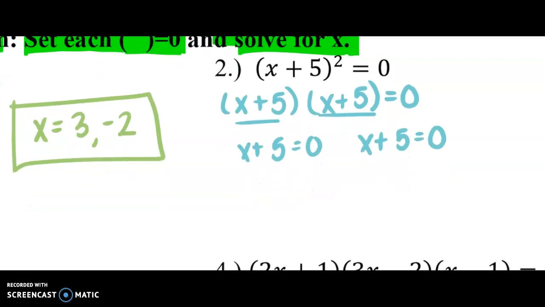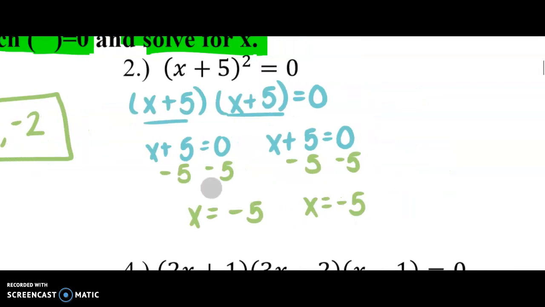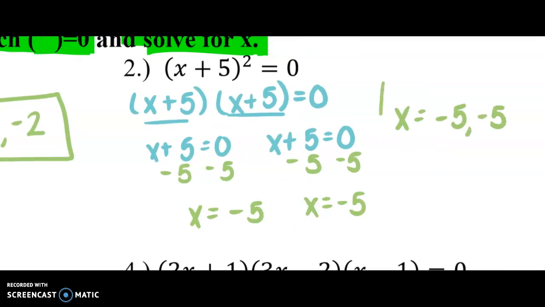And then solve for x. Subtract 5 from both sides. X is equal to negative 5 and x is equal to negative 5. So our solutions would be negative 5 and negative 5. So in this case, negative 5 is the only number that would get us a solution for this polynomial.